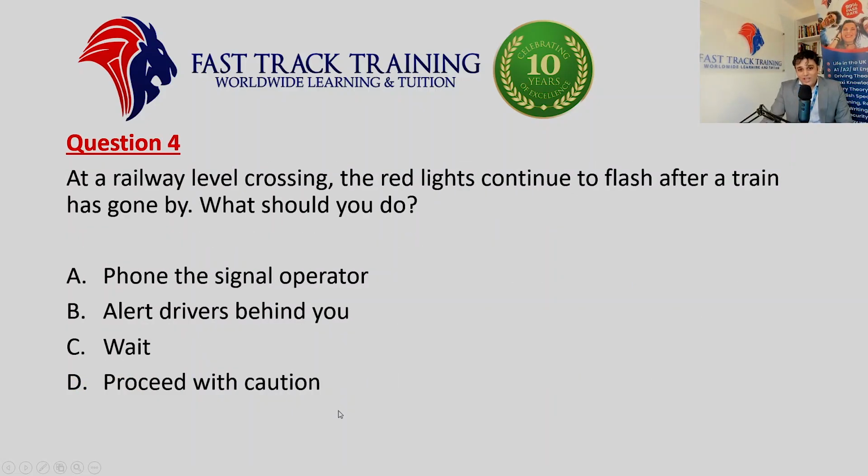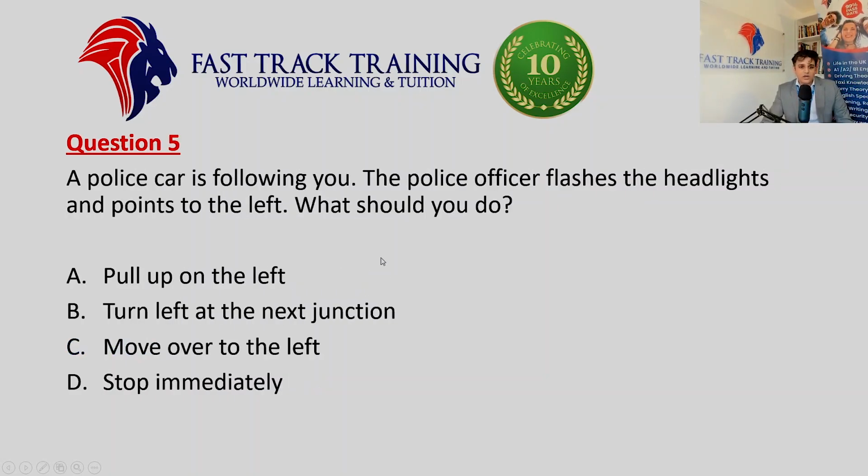Question 4. At a railway level crossing, the red lights continue to flash after a train has gone by. What should you do? Phone the signal operator, alert drivers behind you, wait, or proceed with caution. The correct answer is wait. If the red lights at a train crossing are on, then do wait. It's a good idea to wait because another train could be coming and the red lights are still on. So don't drive over it if it's still red.